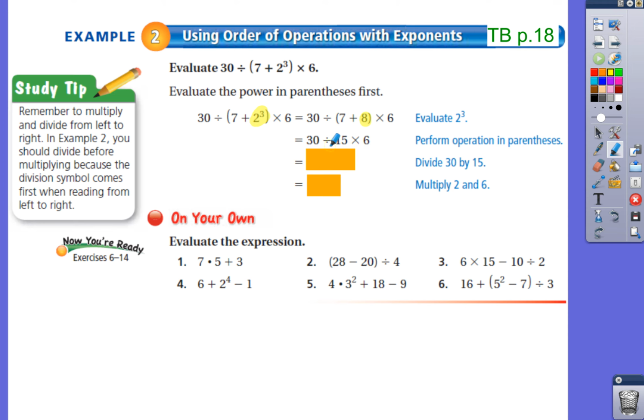I'm now left with division and multiplication. Now remember, they're on the same level because they're opposites of each other. One's not more important than the other. So I have to go from left to right. 30 divided by 15 is 2, and then 2 times 6 is 12.